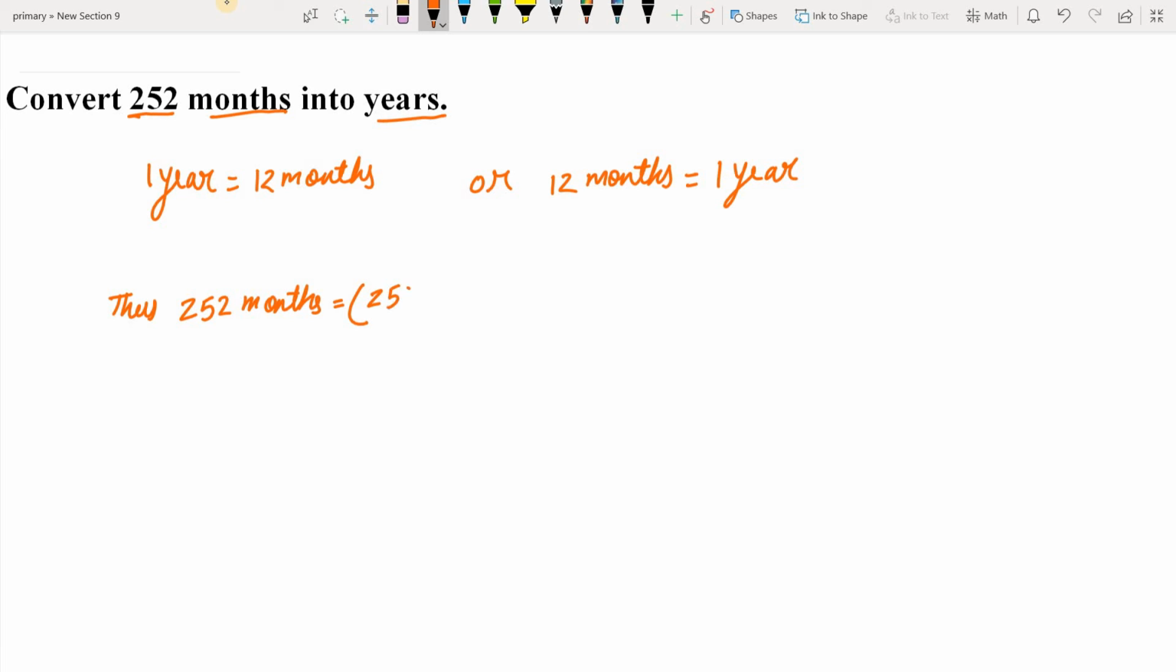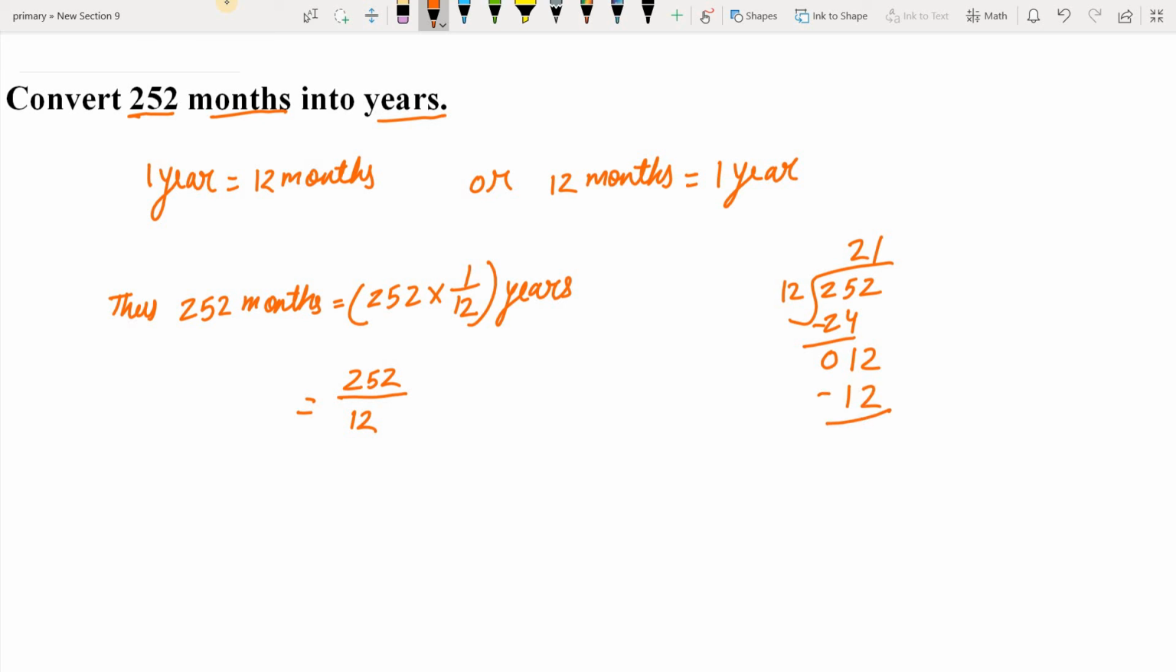So 252 multiplied by 1 upon 12 years. And here if we multiply 252 by 1 we get 252 upon 12. Now let us divide. So 12 goes into 25, 2 times. 12 twos are 24 and 25 minus 24 we get 1. 2 minus 2, 0. Now bring down the next digit which is 2 and 12 goes into 12 one time. 12 ones are 12. So 12 minus 12 we get 0. Thus 252 months is equal to 21 years.